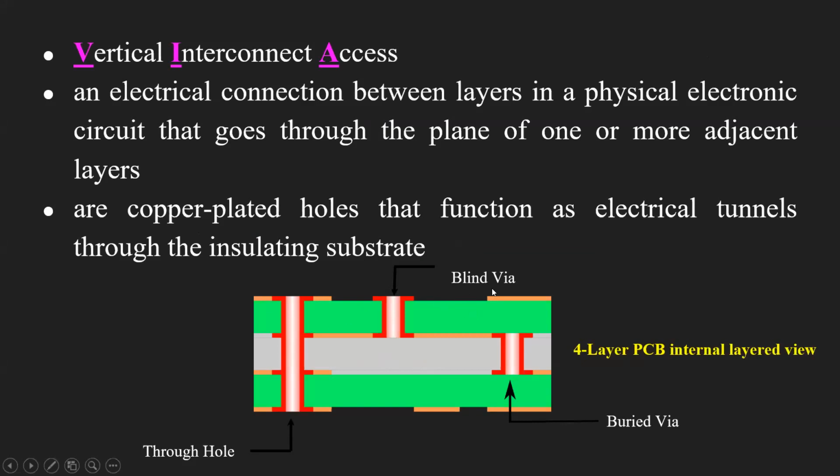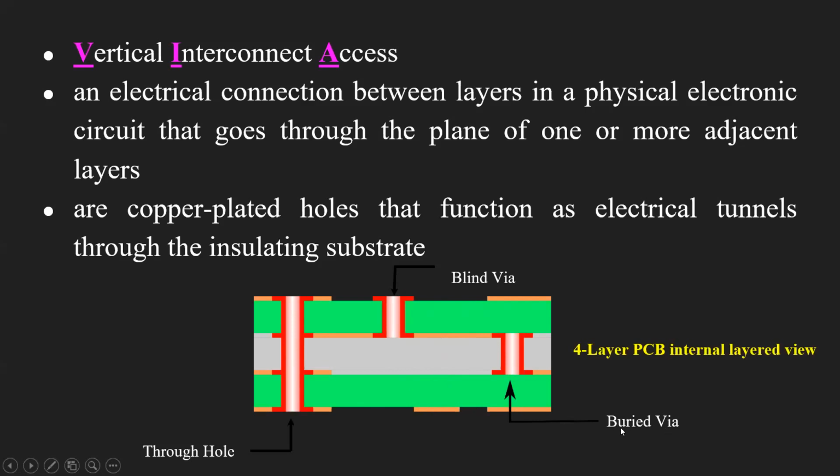If you can say what is a blind via, it is the via or the electrical path, which is done by the electroplating process between the first layer and the second layer. This is the first layer, this is the second layer, this is the third layer, and this is the fourth layer. The blind via connects the electrical path or the conducting part between the first layer and the second layer, or the third layer and the fourth layer.